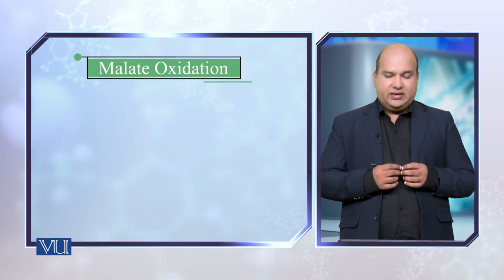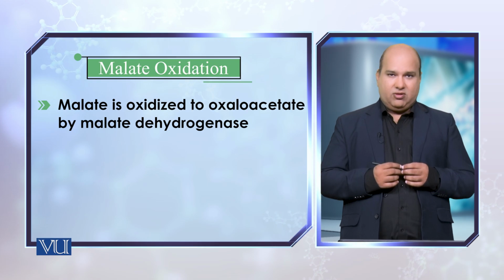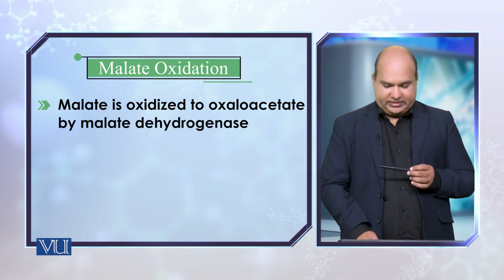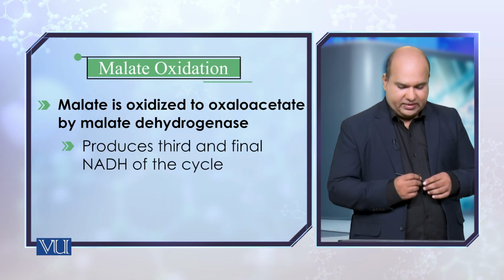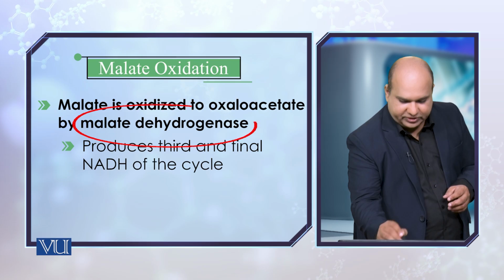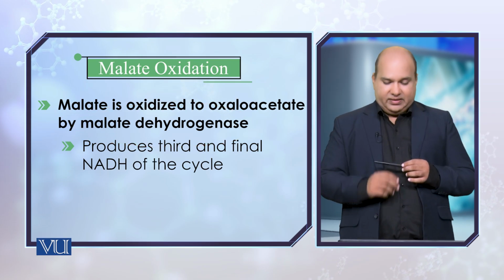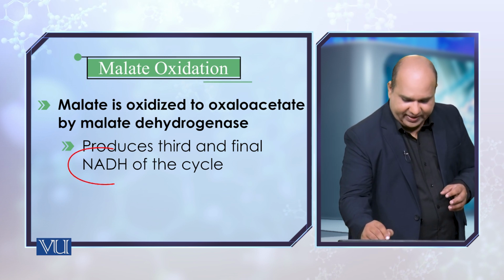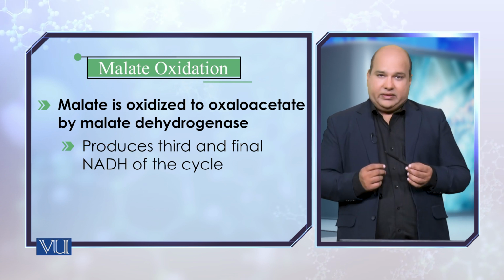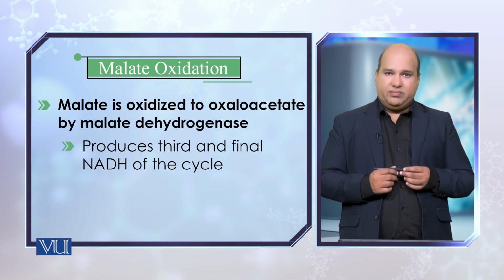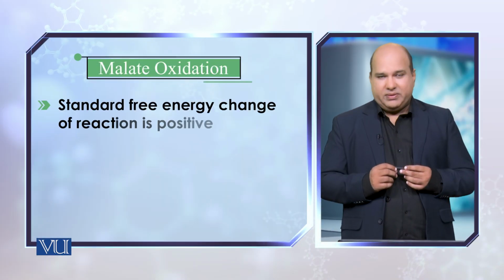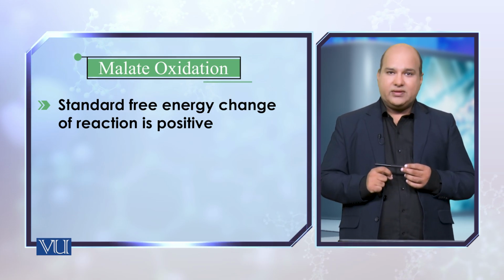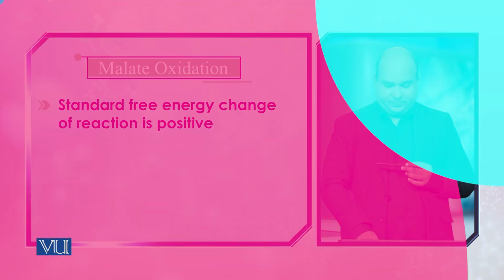Then in the very final reaction of TCA, malate is oxidized into oxaloacetate. The enzyme here is malate dehydrogenase, and again NADH2 is formed here, which is the third and final time that NADH2 will be formed from TCA. Also keep in mind something very interesting: the standard free energy of this reaction is positive. Then how does this reaction occur?